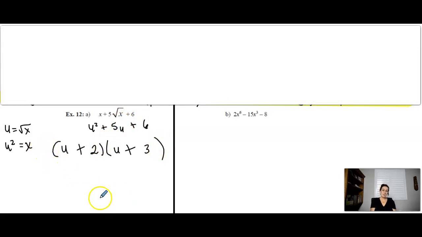All right, so now what I'm going to do is just take the u and substitute in what u equals. So my final factored answer is going to be the square root of x plus 2 and the square root of x plus 3. Problem, yay!